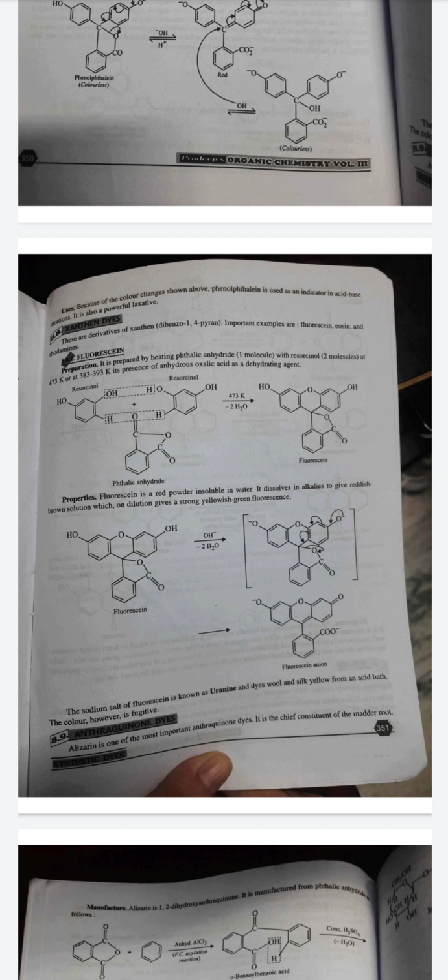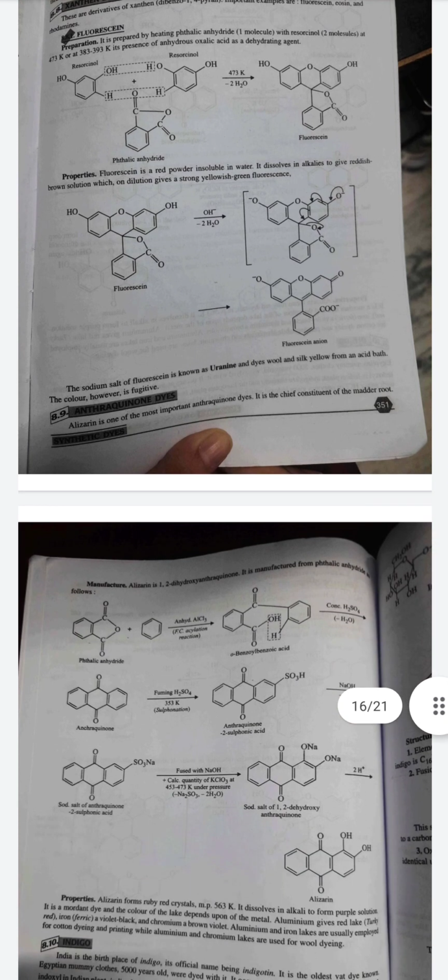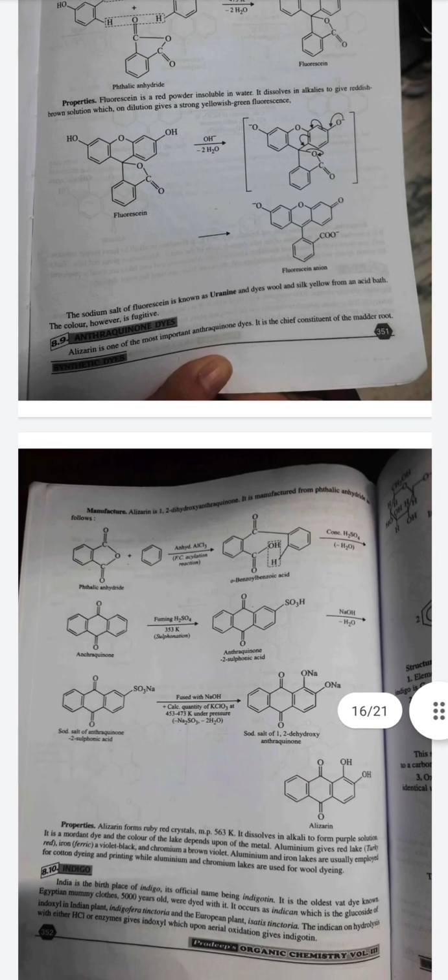Fluorescein on reaction with base gives the fluorescein anion. The sodium salt of fluorescein is known as uranine and dyes wool and silk yellow from an acid bath. The color, however, is fugitive. Next, 8.9 Anthraquinone dyes. Alizarin is one of the most important anthraquinone dyes. It is the chief constituent of madder root.